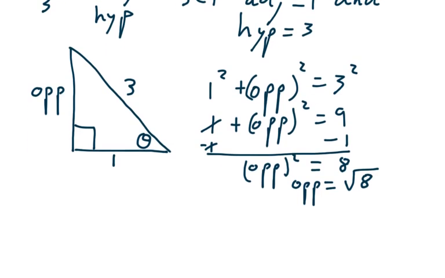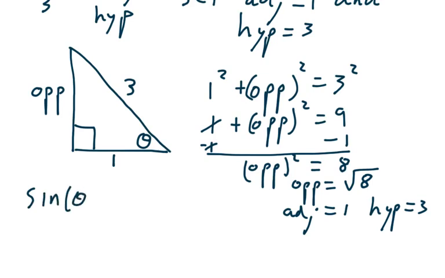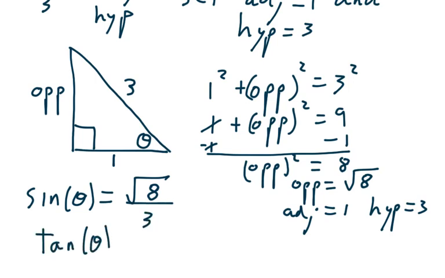As above, our adjacent side, we took to be 1. Hypotenuse, we took to be 3. I'm writing all this down so that now we can get the other trig functions. Sine of theta, remember, is opposite over hypotenuse, so that's going to be radical 8 over 3. Tangent of theta, remember, is opposite over adjacent, so that's radical 8 over 1, which of course is just radical 8.